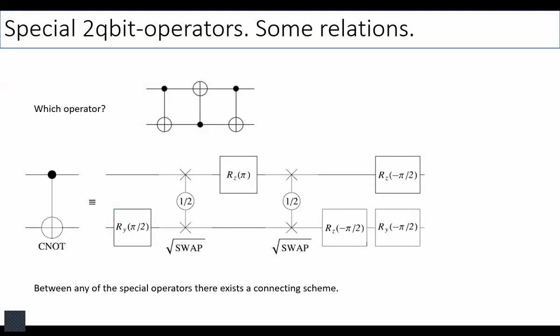And the true story is that there are a lot of relations. I mentioned to you some operators during this. There are a lot of statements on how you can represent one via others. Here I related square root of swap and C naught. Just remember that there is a relation via any of those two.